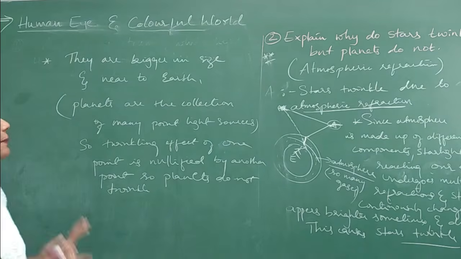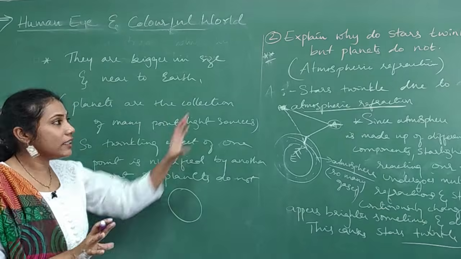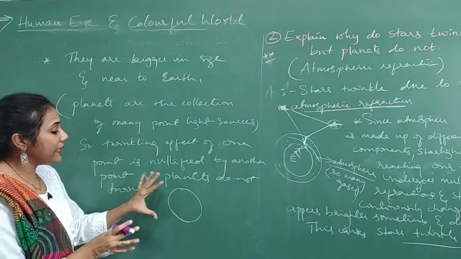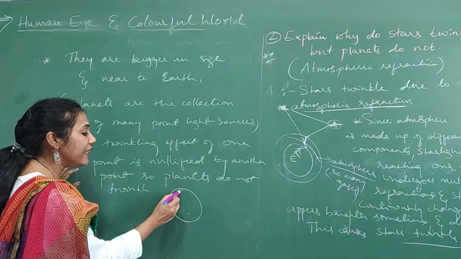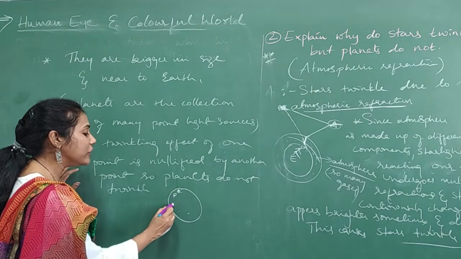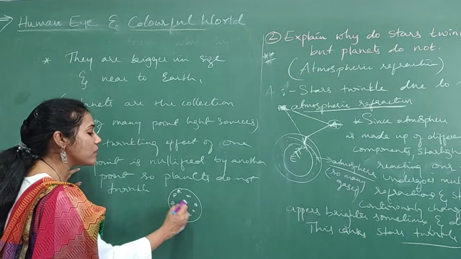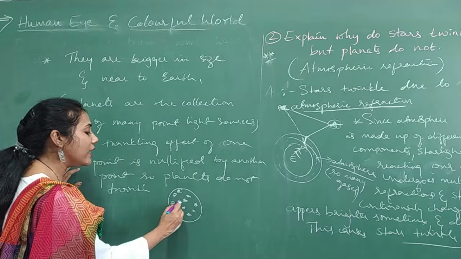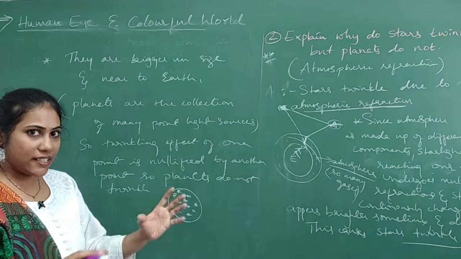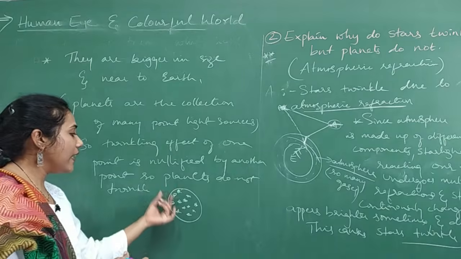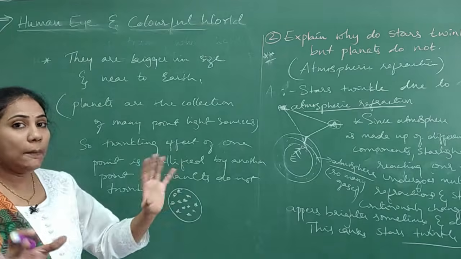What do you understand by this? See, very simple, guys. A planet is much bigger than a star, and what I'm telling you is a planet is a collection of so many light sources. Imagine so many small stars in a planet. Each star I am calling one light source, one that gives starlight that can reach our eye. That's why I call a planet a collection of many small stars or small points.